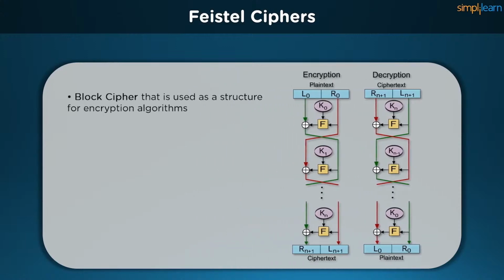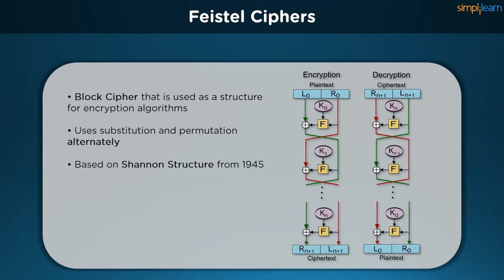A Feistel block cipher is a structure used to derive many symmetric block ciphers such as DES, which we have discussed in our previous video. Feistel cipher proposed a structure that implements substitution and permutation alternately so that we can obtain ciphertext from the plain text and vice versa. This helps in reducing the redundancy of the program and increases the complexity to combat brute force attacks. The Feistel cipher is actually based on the Shannon structure that was proposed in 1945.